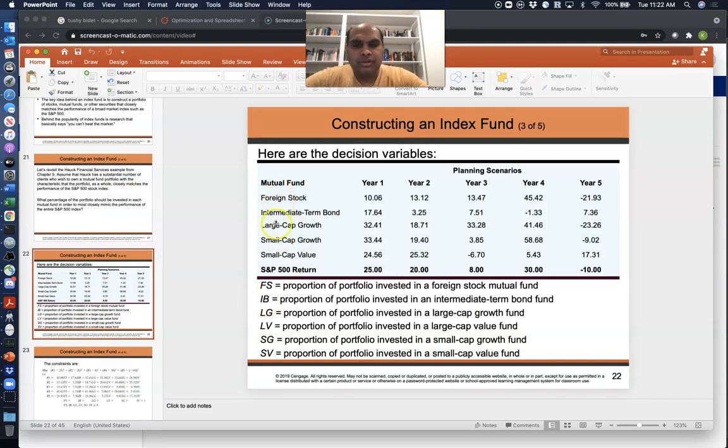You'll notice that one of these options is missing here. I think the large cap value fund is missing here, but that's just so that the data fits into a single slide. Don't forget that the large cap value is here. So you have 6 different mutual funds, and these were the returns for those mutual funds over the 5 years. The foreign stock mutual fund gave you 10% return in year 1, 13.12 in year 2, 13.47, 45.52, and minus 21.93.